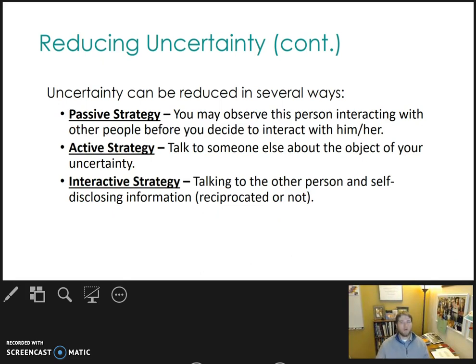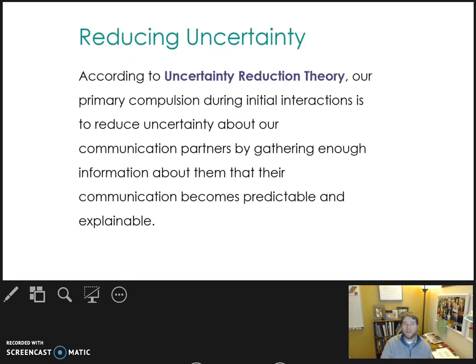And ultimately, though, remember the idea behind uncertainty reduction theory is you are going to communicate with them, okay, or someone else, all right, to reduce uncertainty. Our primary compulsion during an initial interaction is to reduce uncertainty, all right, by gathering enough information about them that their communication becomes predictable and explainable. So this is the main idea behind uncertainty reduction.